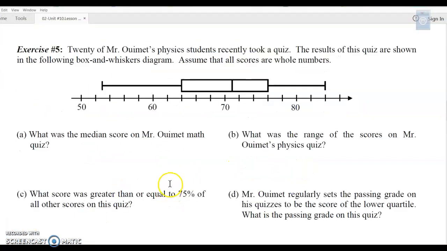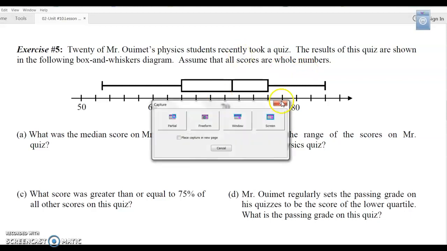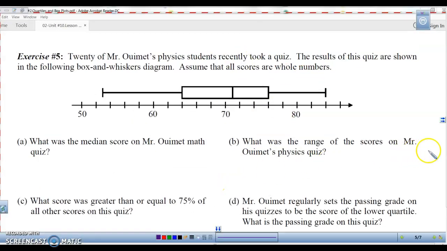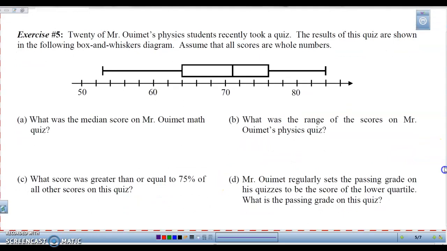All right, let's take a look at the last question in the notes, and then you can do your homework. 20 of Mr. Ouimet's physics students recently took a quiz. The results of the quiz are shown in the following box and whiskers diagram. Assume that all scores are whole numbers. So everybody got a whole number score. All right, so you should be able to interpret this box and whisker plot based on what we've been doing. So what was the median score on Mr. Ouimet's math quiz? All right, so in the box and whisker plot, remember the median is the line in the box, so that would be this right here.